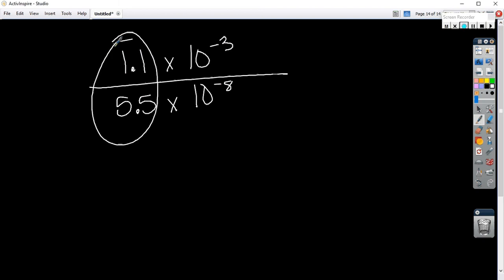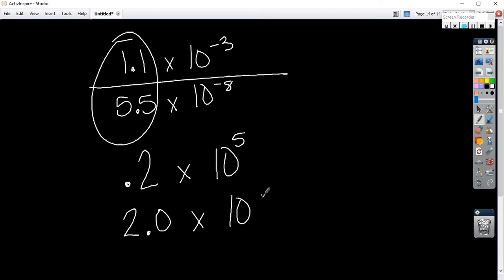What is 1.1 divided by 5.5? 0.2, bless you. Because it's 11 over 55, which is 1/5, which is 0.2. Oh, they put it in their calculator. Sorry. All right, and then subtract the exponents, -3 minus -8 is 5. Oh, yeah. Am I in scientific notation? I need to adjust. I'm moving right, which means I do what? Subtract.